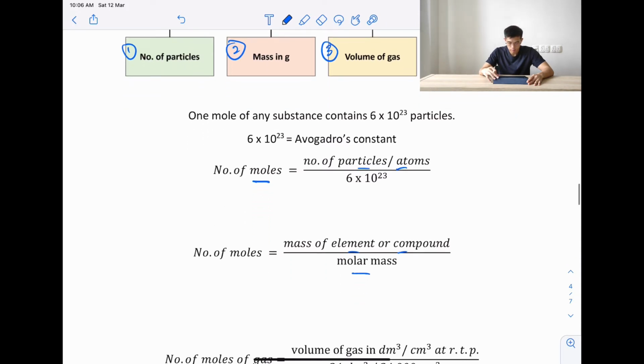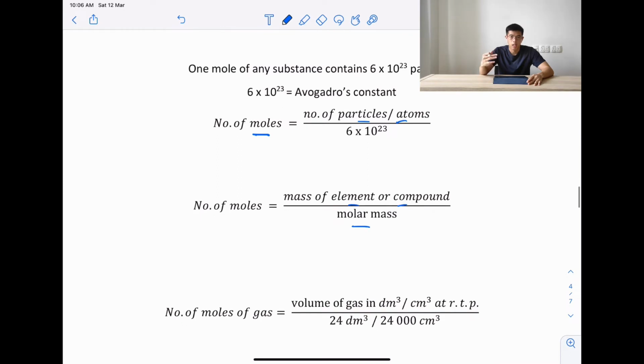Next, we look at how to calculate the number of moles of gas. So we take the volume of gas in dm cube or cm cube at room temperature and pressure.